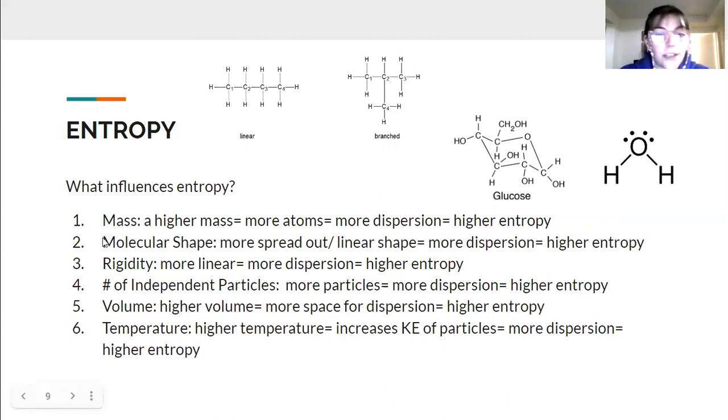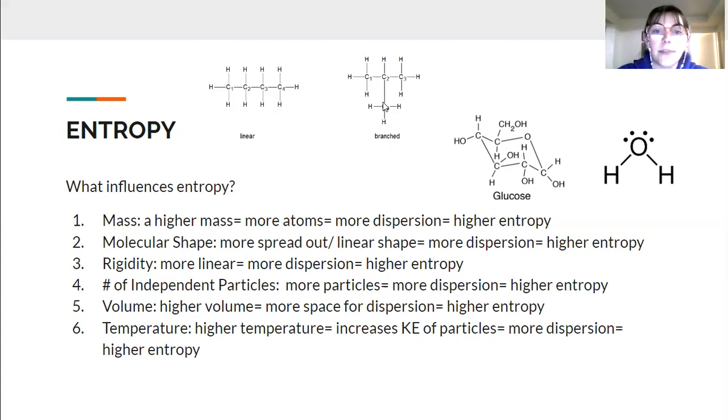Next is molecular shape. The more spread out or linear the shape of a molecule, the easier it is for energy to be dispersed throughout that molecule, which helps us have a higher entropy. We can see this here looking at this linear molecule and this branched molecule. In a linear molecule, our atoms are bonded to fewer atoms, meaning that these individual atoms can rotate and translate more easily, which disperses energy more efficiently.